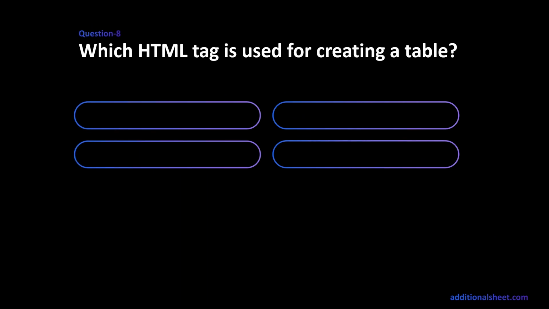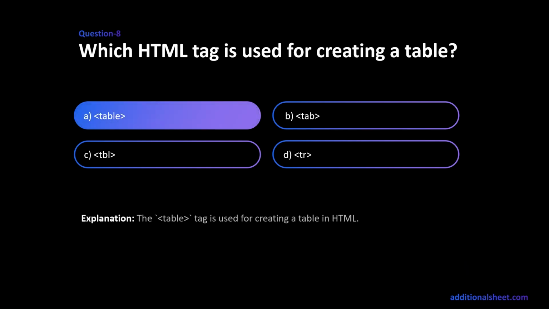Which HTML tag is used for creating a table? Options are: A. Table. B. Tab. C. TBL. D. Tier. The correct answer is option A. The table tag is used for creating a table in HTML.